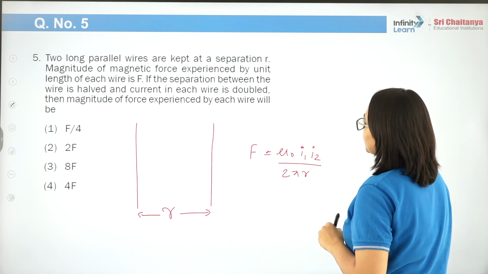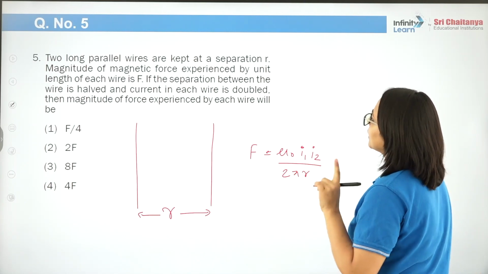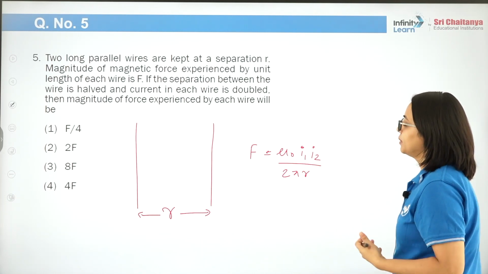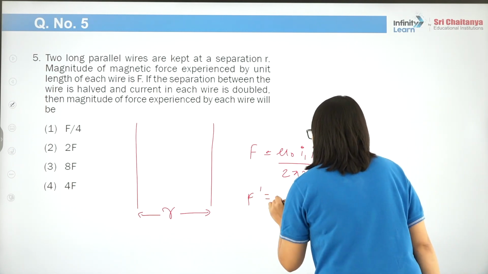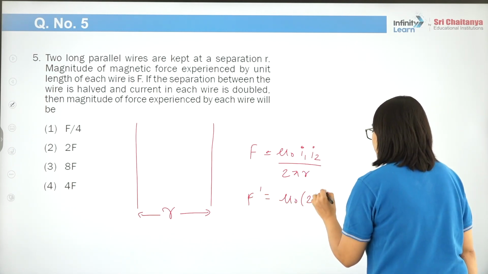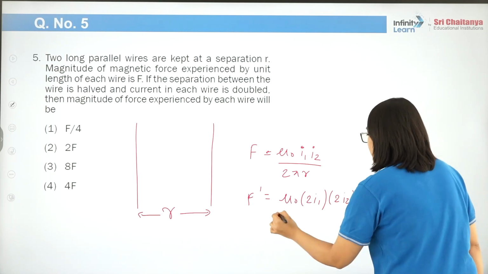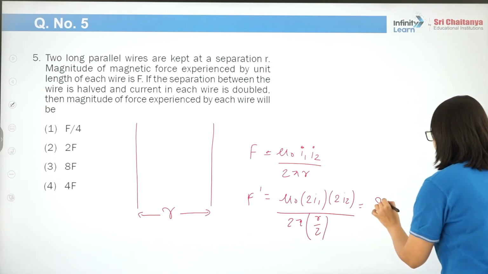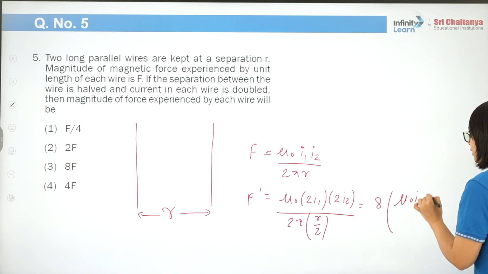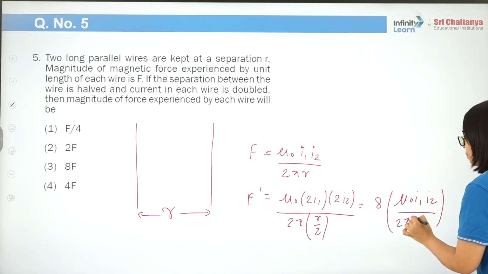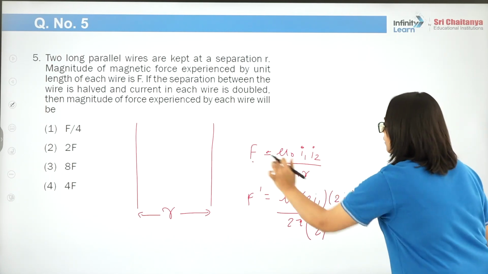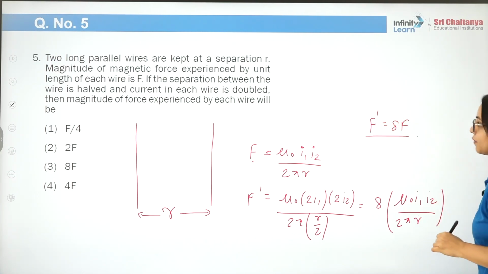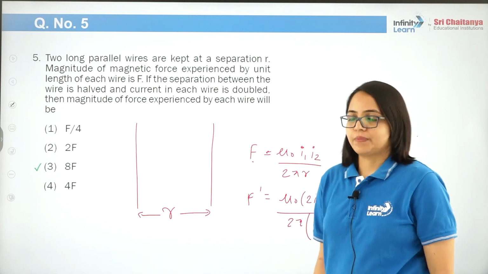If the separation between the wires is 1 by 2 now and current in each wire is doubled, then what will be the new force experienced by each wire? So F dash will be mu naught into 2I1 into 2I2 divided by 2 pi r by 2. So this will be 8 times mu naught I1 I2 divided by 2 pi r. But this value is the previous force, so new force F dash will be 8 times previous force, 8F. So the correct answer is option 3.